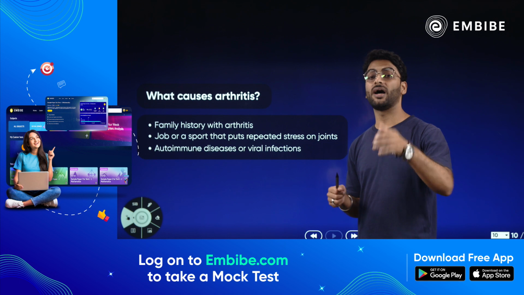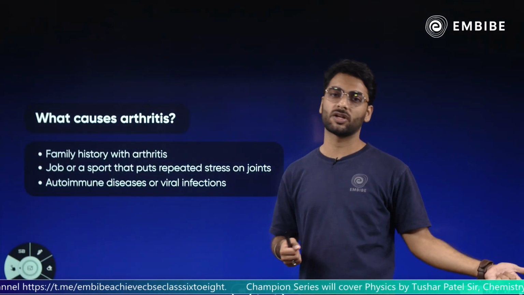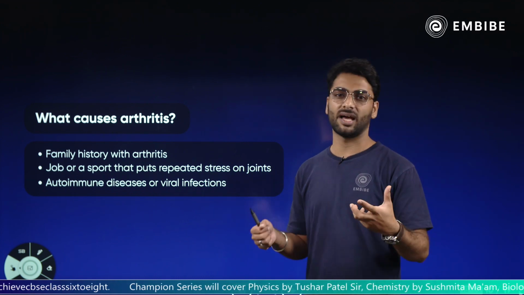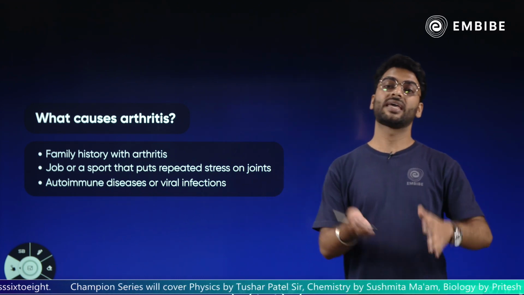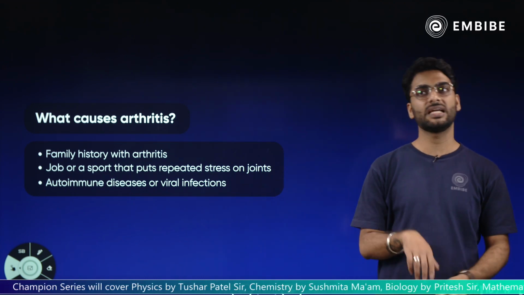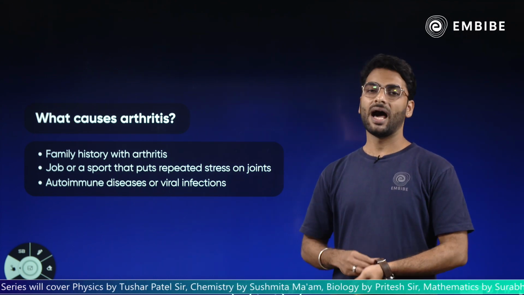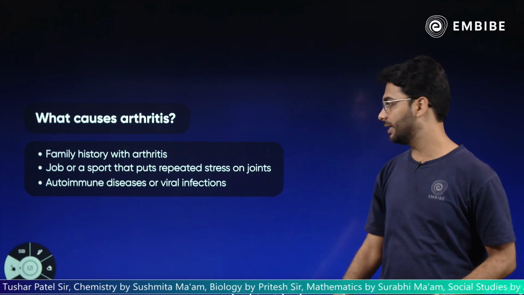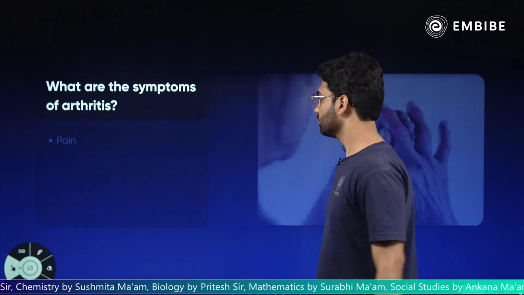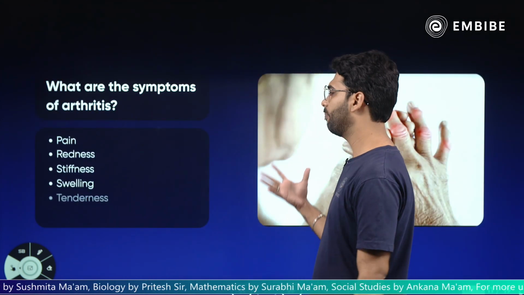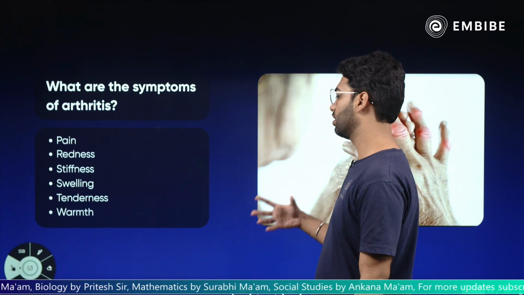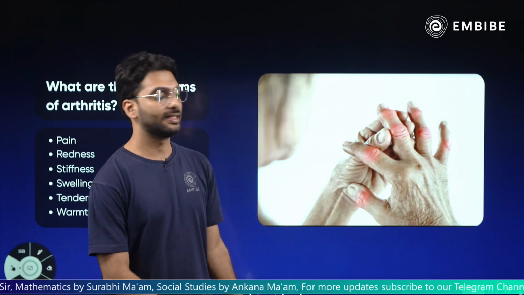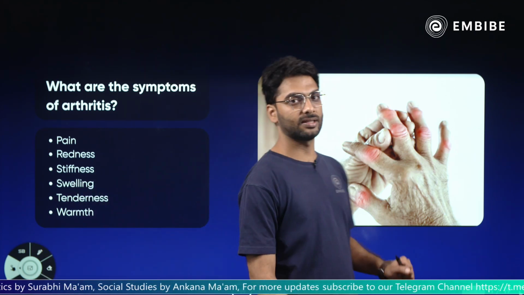It can happen, even repeated joint pain can cause arthritis. Repeated joint pain of the same area that you have not taken care of can lead to arthritis. So basically, in simple words, arthritis is an advanced form of joint pain, right? Then, what are the symptoms? Extreme pain, redness, stiffness, swelling, tenderness, and warmth that you feel in your joints indicate arthritis.